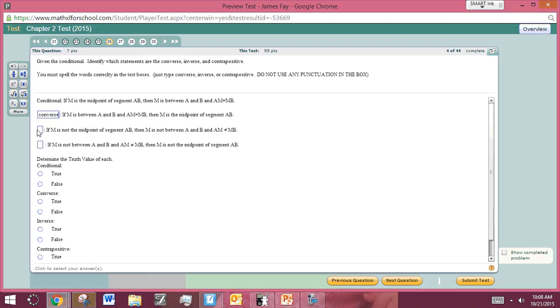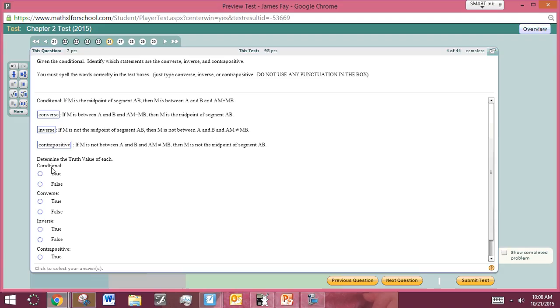If M is not the midpoint, there we're keeping the original conditional in that same order, but now we're negating, putting the word not, so that has to be the inverse. And this must then be the contrapositive. Determine the truth value of the conditional: if M is the midpoint of AB, then M is between A and B and AM equals MB.